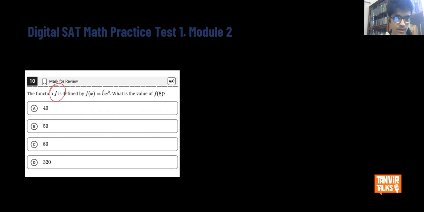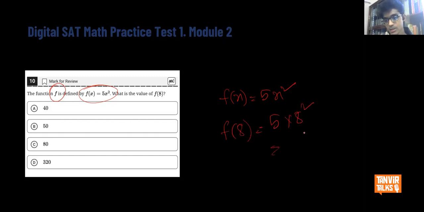Okay, the function f is defined by f of x is equal to 5x squared. What's the value of f of 8? So f of x is equal to 5x squared. You just have to input the value of 8 in x squared. So 5 into 16, which is 80.